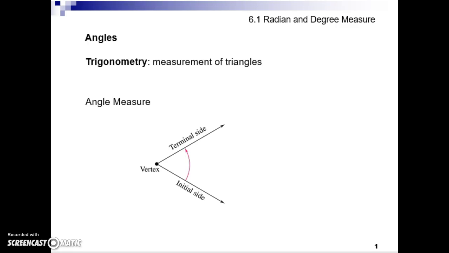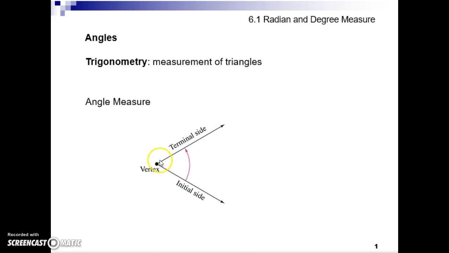We're going to start our work in trigonometry by talking about angles and angle measure. Everything that we do in trigonometry is assuming that we have an angle in the Cartesian coordinate plane in standard position. So let's talk about angle measure.